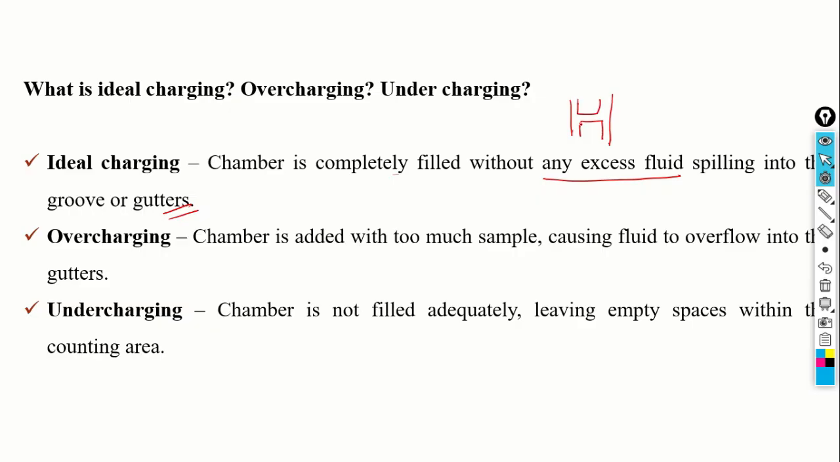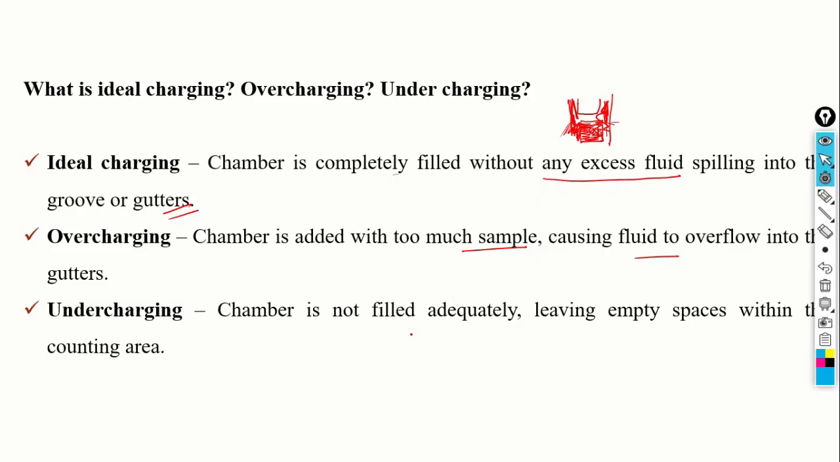This is the chamber. So the chamber is completely filled without any excess, in the sense, this is a groove, any excess fluid spilling into the groove or gutters. Overcharging is when the chamber is given too much sample, causing the fluid to overflow. You can easily see the gutters filled with the fluid.